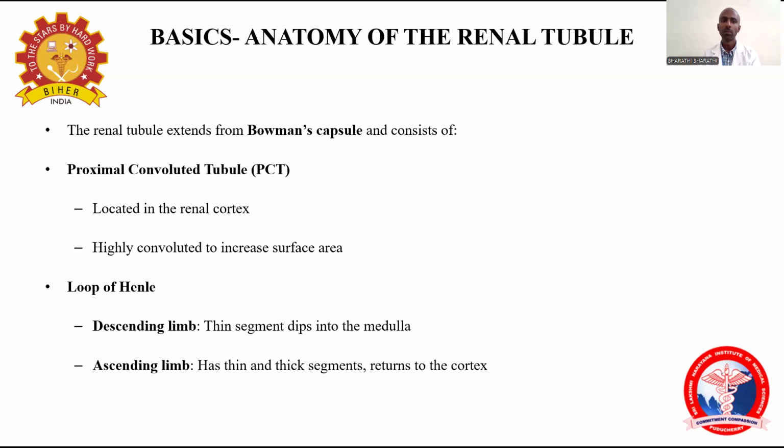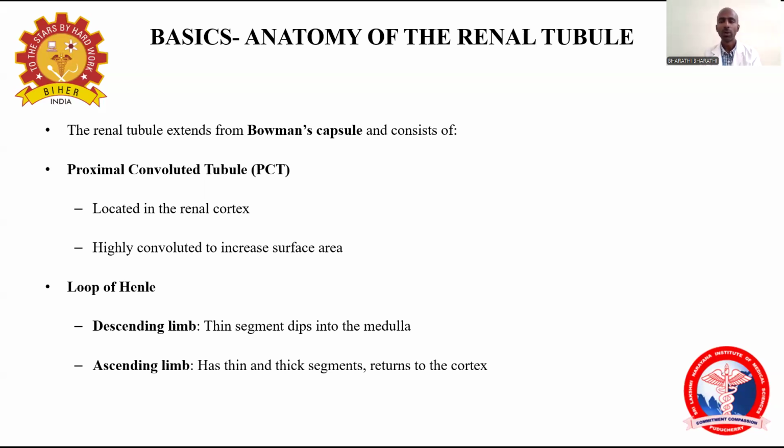So first, the proximal convoluted tubule. This is located in the renal cortex area, and it is highly convoluted, which helps in increasing the surface area, so that it in turn helps in reabsorption of water and solutes.